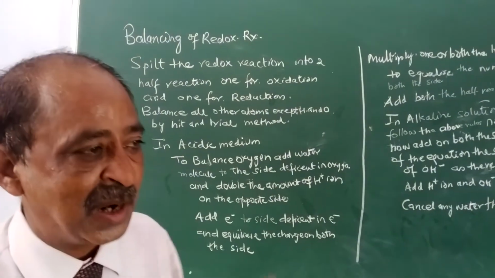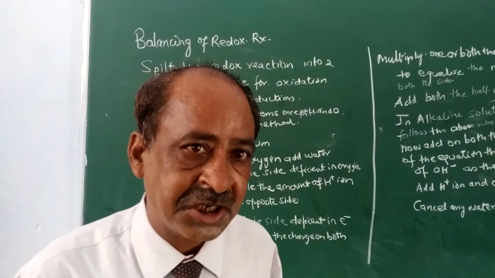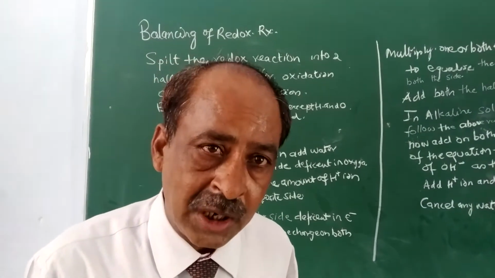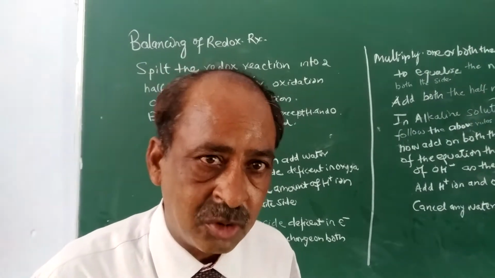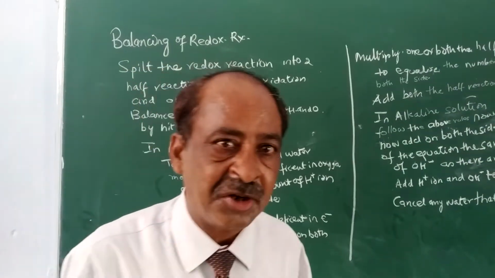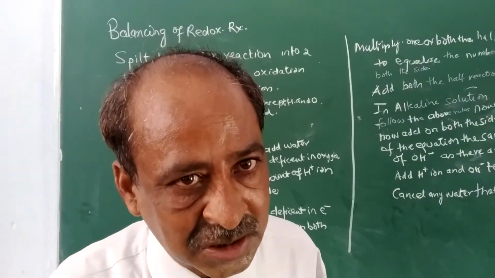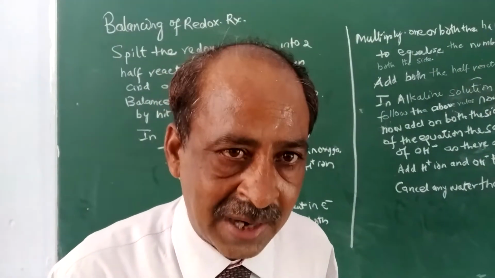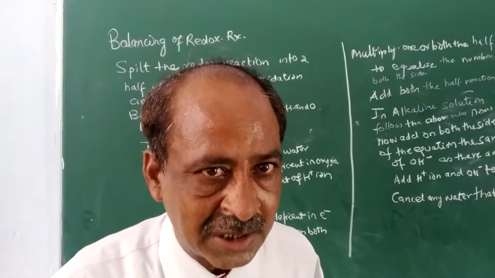The first step is split the redox reaction into two half reactions, one for oxidation and one for reduction. Then balance all other atoms except hydrogen and oxygen. To balance hydrogen in acidic medium, add one water molecule for each deficient oxygen on the side deficient and double the amount of H plus ion on the opposite side. Then determine the electrons, add the electrons to the side deficient and then combine both the reactions and write it down.